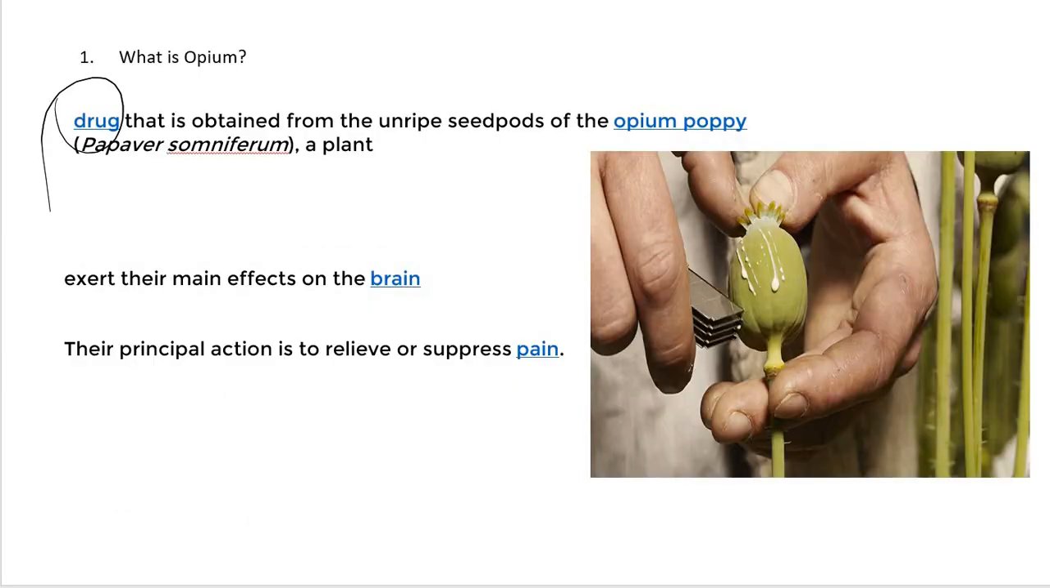Opium is nothing but a drug, which is obtained from the opium poppy. The scientific name is given here as Papaver somniferum. This is a plant from which we get a seed. From that, you can see over here, this man is cutting it and taking some liquid, or milk, from there. With that, and after some processing, they make the opium drug.